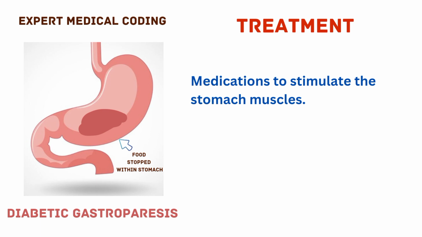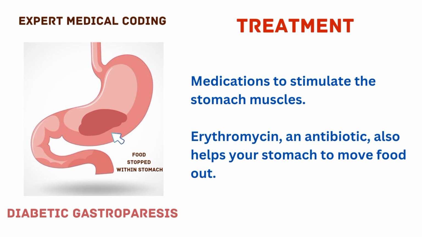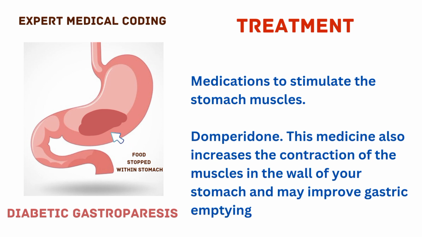Now let us discuss the treatment. Medications to stimulate the stomach muscles: Metoclopramide, also known as Reglan, makes your stomach muscles move, which helps food leave your system. It may also prevent nausea and vomiting. Erythromycin, an antibiotic, also helps your stomach move food out. Domperidone also increases the contraction of the muscles in the wall of your stomach and may improve gastric emptying.